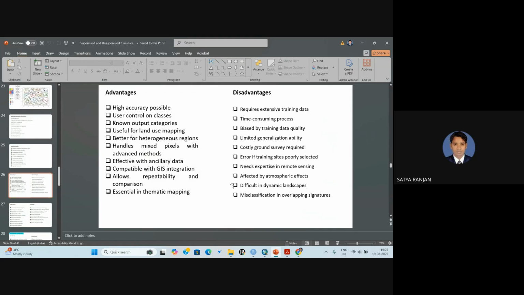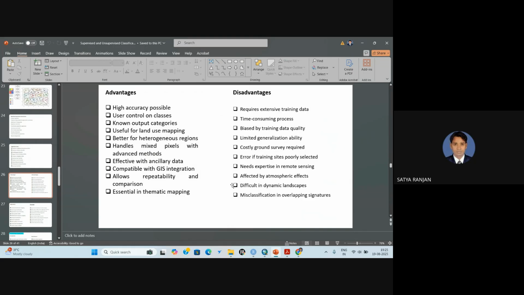So it is very essential for thematic mapping, and sometimes for forest classification the supervised classification technique is also used. And the disadvantage is it requires extensive training data. So for more accuracy, it needs more training data. Sometimes more training data gives confusion to the machine, because if we give more training data, then more pixel reflectance values are given for a particular boundary, and the other boundary has similar pixel information, so that may be an issue.